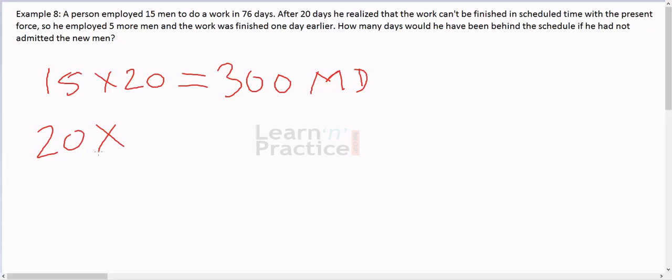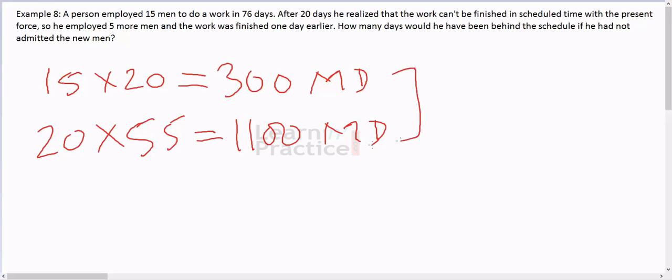So 20 days we have already covered. So 75 minus 20 will give 55 days. So with 20 men, he worked for 55 days. So total man days would be 1100. So for the entire time period, the total man days he worked is 1400 man days. Right? So this is the 1400 man days.